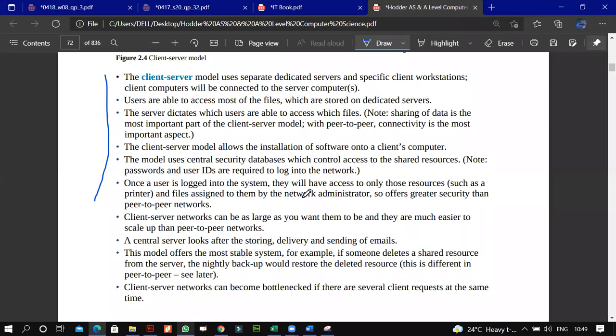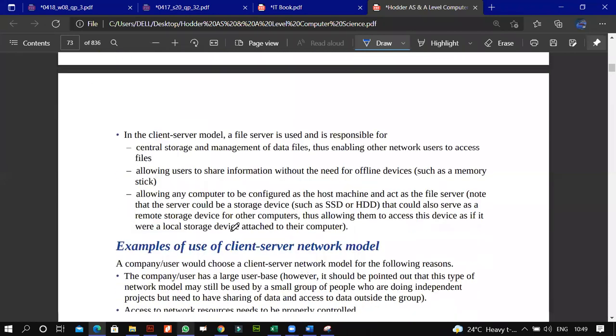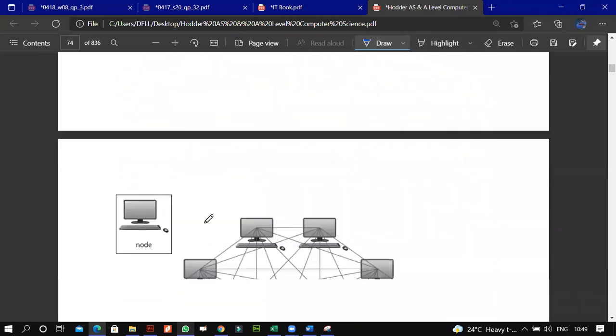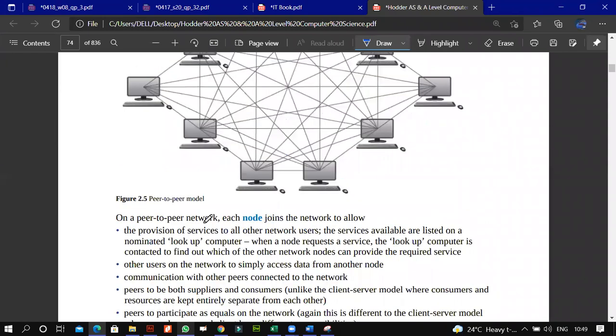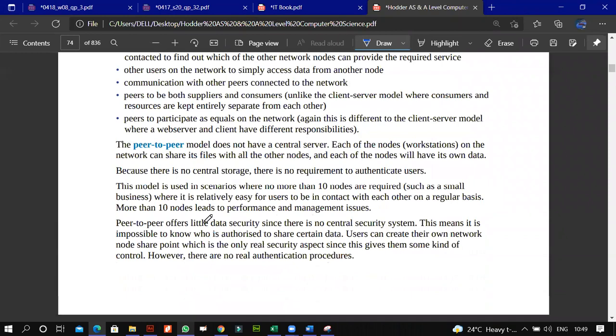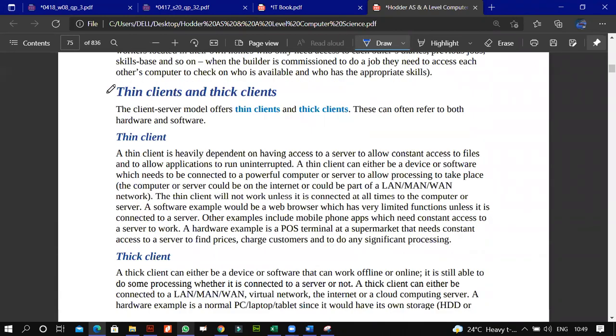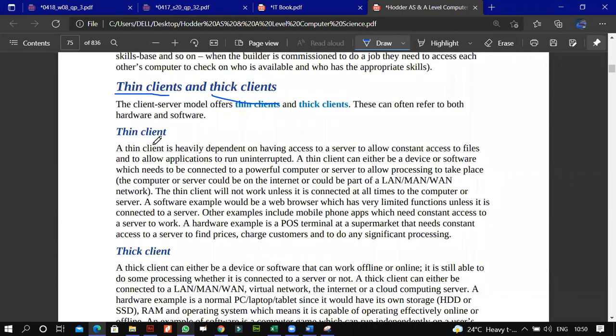Okay, now what we have is examples of the client server model, right? So this was your peer-to-peer or your mesh, where all the computers are interconnected to each other. We have discussed it. Now there are two terminologies which were not discussed in that context, but we'll discuss them over here. It's very important.